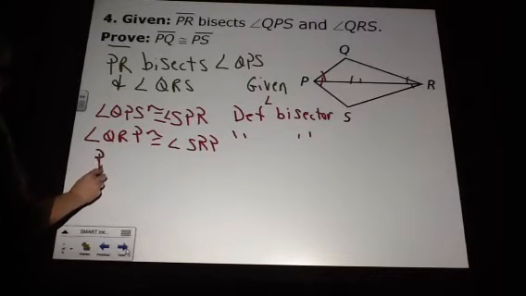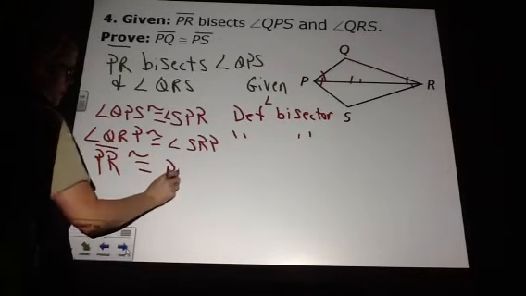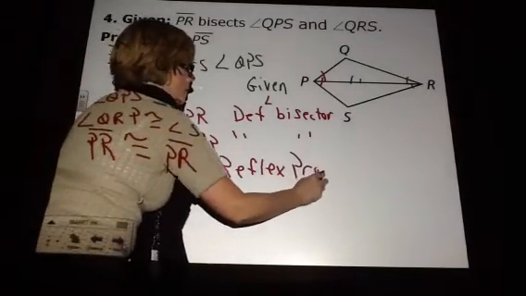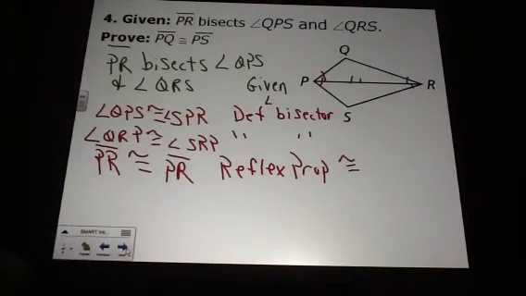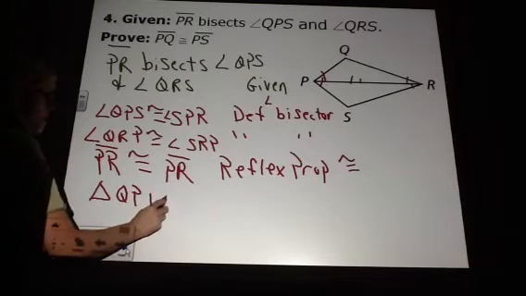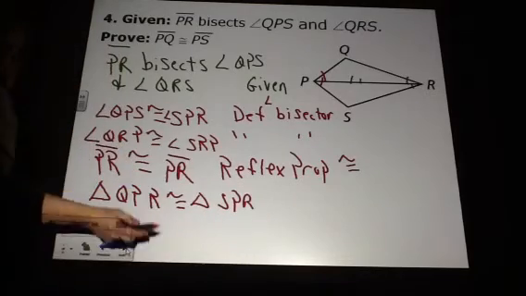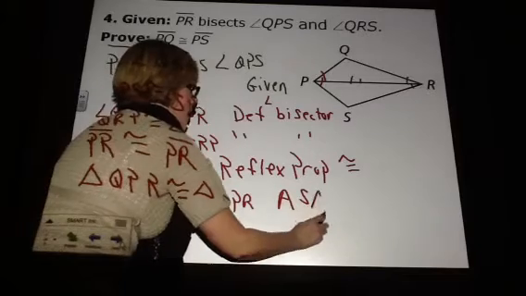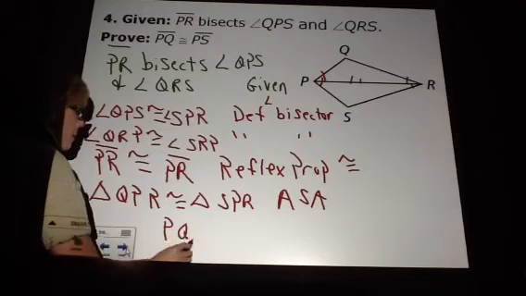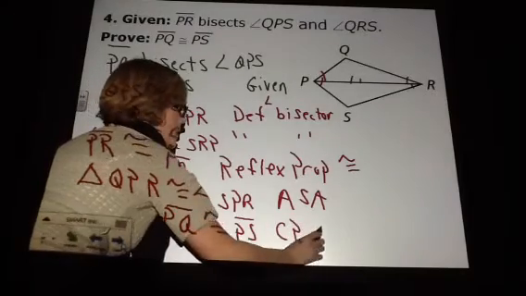We can say that segment PR is congruent to segment PR. Why? Your reflexive property. So now we can say the triangles are congruent. Triangle QPR is congruent to triangle SPR. Why? Angle, side, angle. Once we prove the triangles congruent, we can go back and say that segment PQ is congruent to segment PS because of CPCTC.